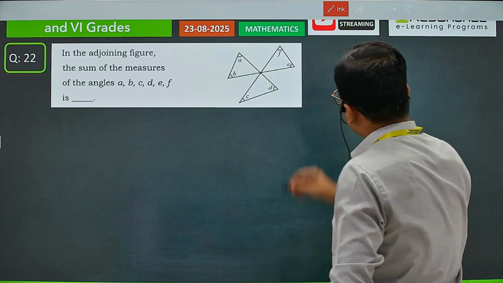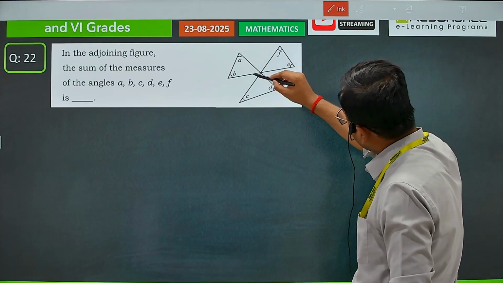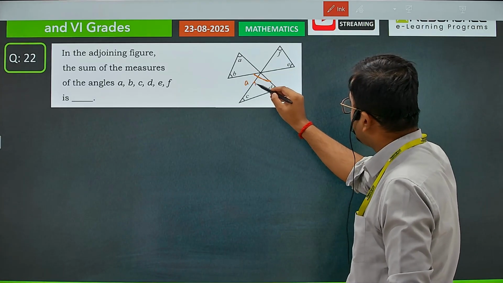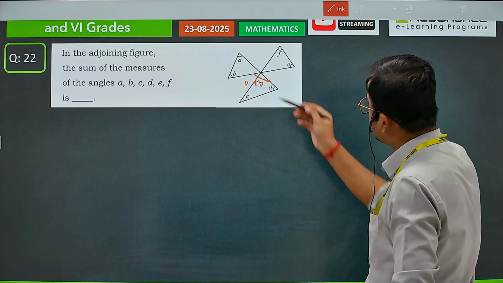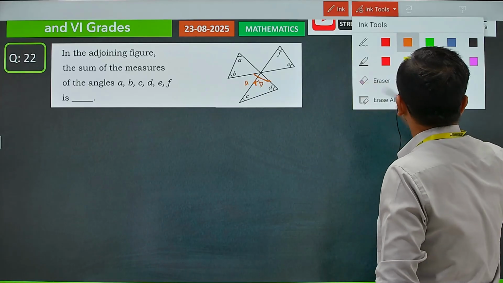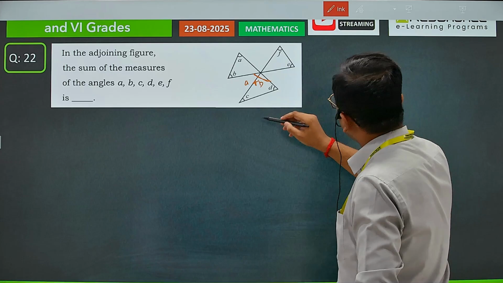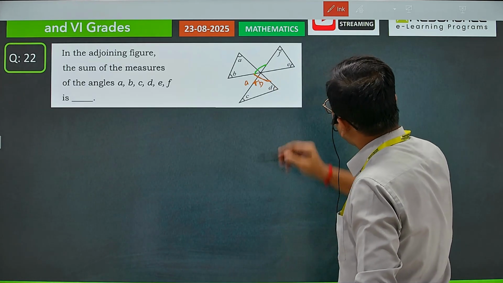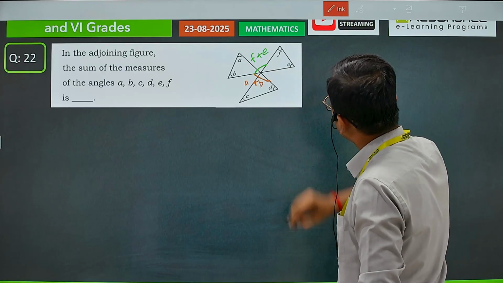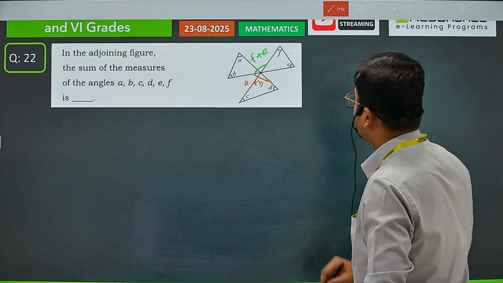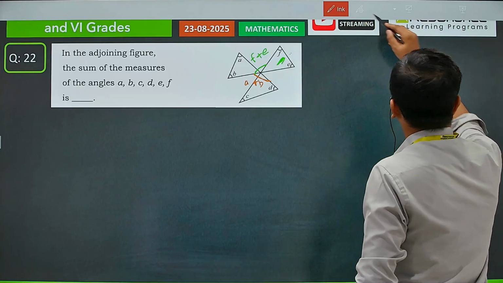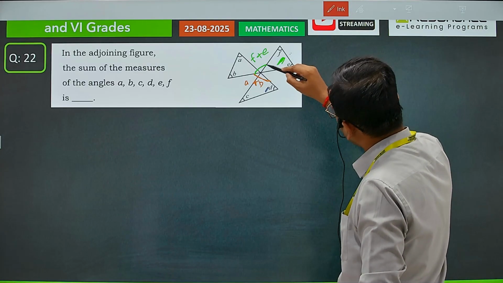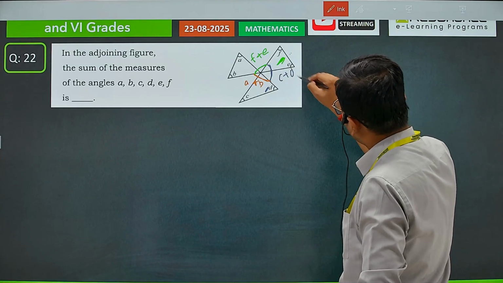Now please look at this particular diagram. Let me use different colors. That orange color is a plus b. Why? Because that's the exterior angle. Next, this exterior angle is nothing but f plus e, because this is the exterior angle of this particular triangle. And last, for this particular triangle, this is the angle c plus d.